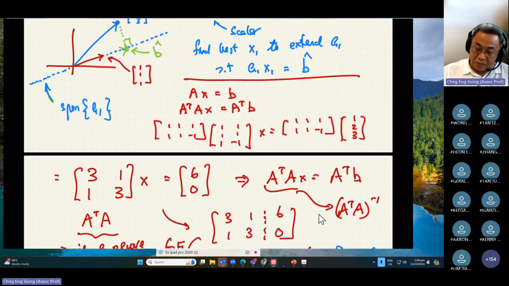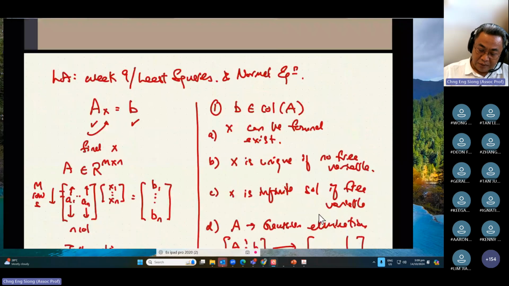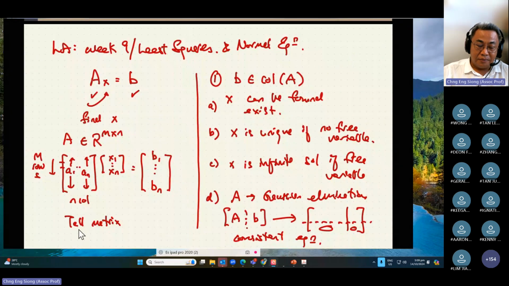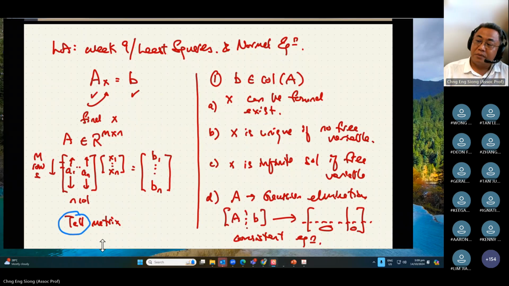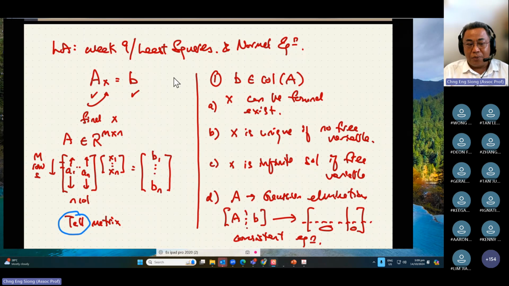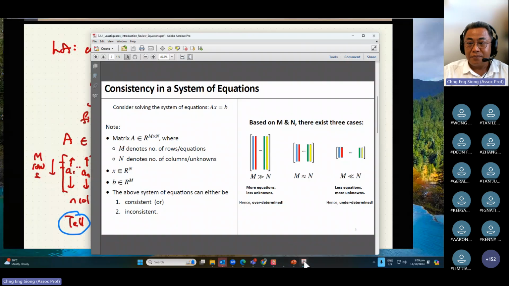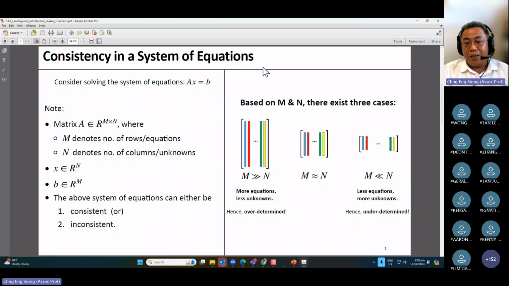Remember, we start with the whole picture of what A is. A is tall. When A is tall, we're playing this game. When A is square, we play a different game. When A is short and fat, we play a different game. Let me show you the slides. See? When A is tall, when A is square or almost square, and when A is fat. In machine learning, we are normally always playing with tall matrices.